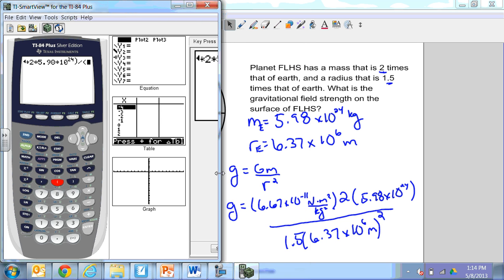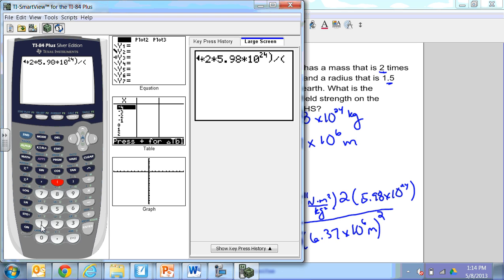I've got 1.5 times the radius of my Earth, and I want to make sure that I square that all as one term. So I've got 1.5 times the radius of the Earth, which is 6.37 times 10 to the 6. Okay, I close that bracket, and then I want to square the whole thing. That's going to make sure that I square both of those terms together as one. And enter.